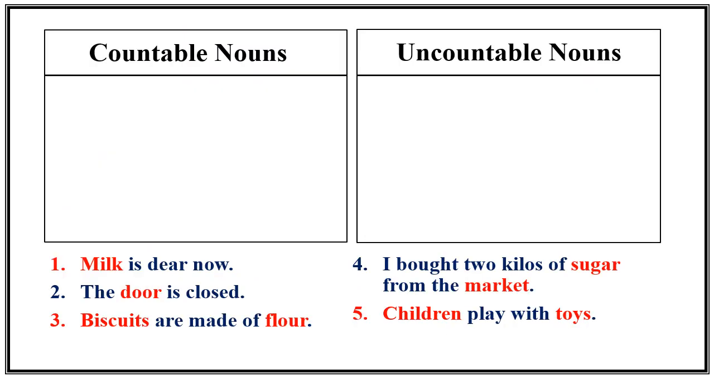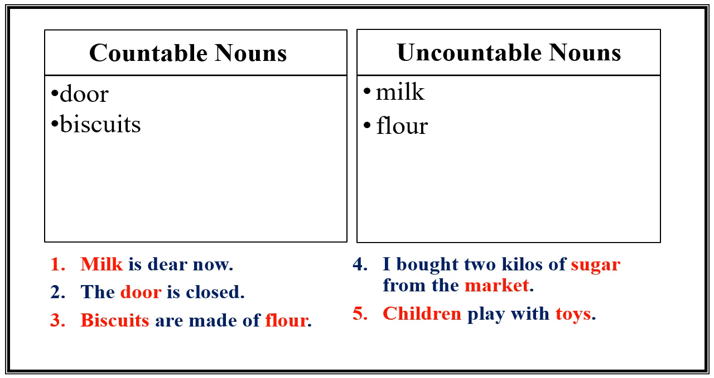I believe you have found out the answers. Okay, let's check how far your answers are correct. In the first sentence, milk is an uncountable noun, because we can't count milk, we can only measure the volume or quantity of milk. In the second sentence, door is a countable noun, because we can count it. In the third sentence, biscuits are countable nouns, because we can count them.